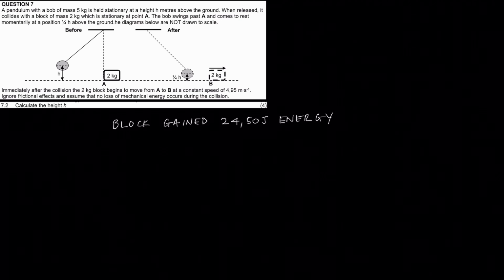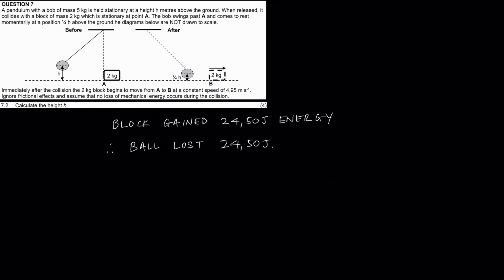The energy before was 0. That means, again, the ball lost 24.5 joules of energy. So we can set up an equation. We can say that the mechanical energy of the ball at the top minus the mechanical energy at the bottom is 24.5 joules.